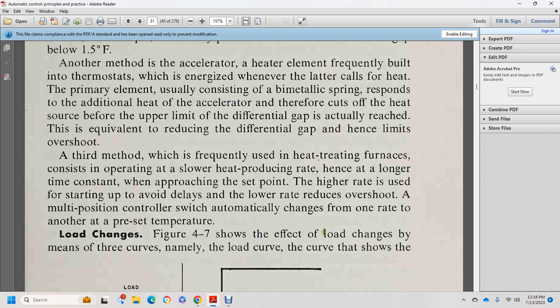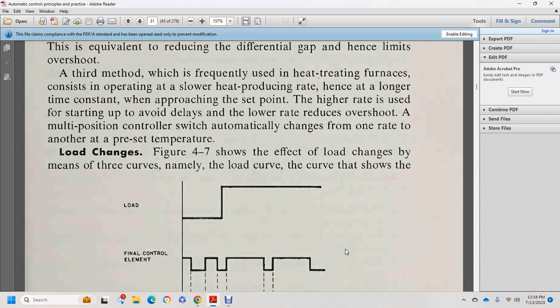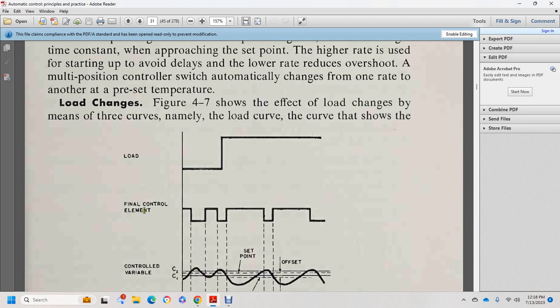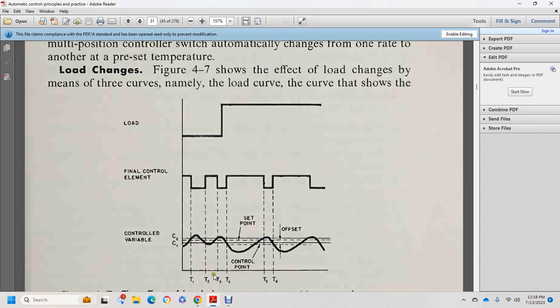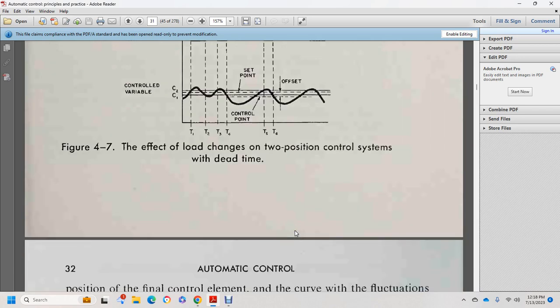Figure 4-7 shows the effect of the load change by means of three curves: the normal load curve and the curves that show the load, the final control element, and a set point with a control variable, the control point at times 1, 2, 3, 4, 5 and 6, and offset and control point.